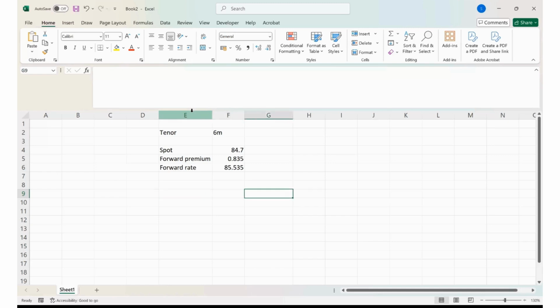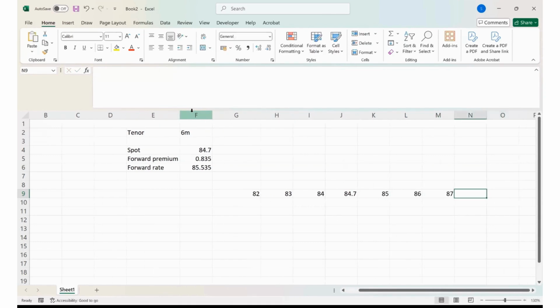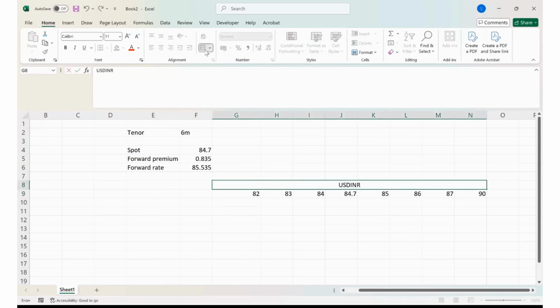So what is the framework? I'll create various dollar rupee scenarios of the future. For example, because you're buying, the potential risk is towards higher levels, right? Potential risk is on the upper side. So I'll have 80, 81, let's say 82, 83, 84.70 spot. And then I'll have 85, 86, let's say up to 87, and also a very bad case like 90, dollar rupee going to 90. From here onwards, these are all risk scenarios, right? These are all the dollar rupee scenarios at maturity, these are all USD INR scenarios.